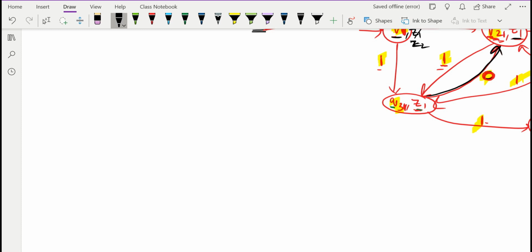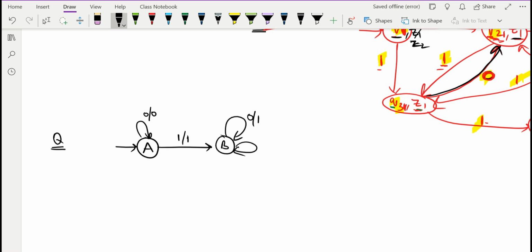Here is one question to practice. This is one Mealy machine given, and you have to convert it to a Moore machine. Can you identify which machine this is? Yes, this is the 2's complement conversion Mealy machine, which we drew in the video before the last. You have to draw its equivalent Moore machine by the conversion method which I have shown you just now. Okay, thank you.